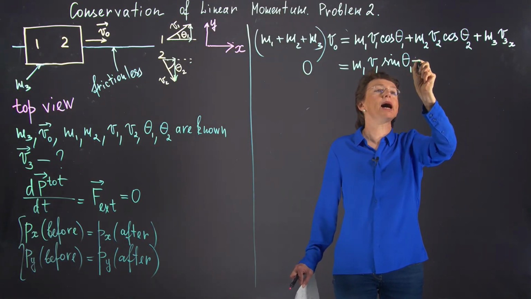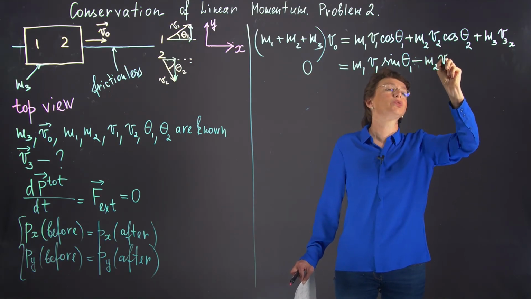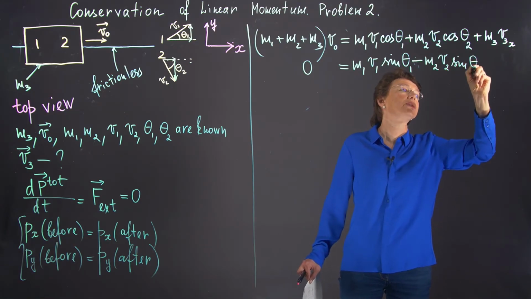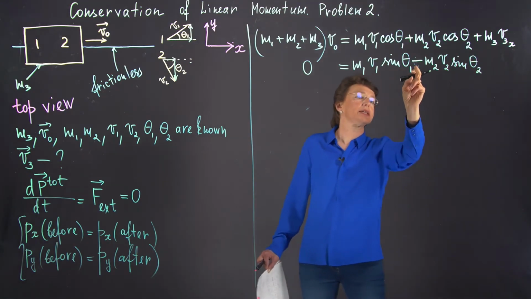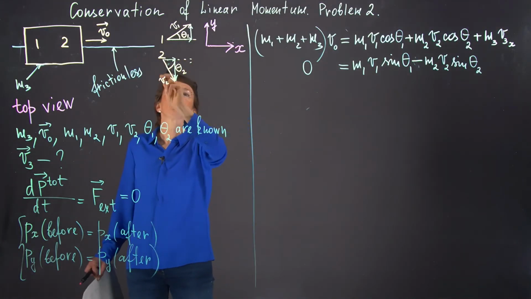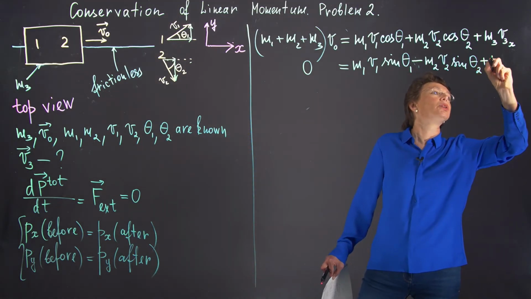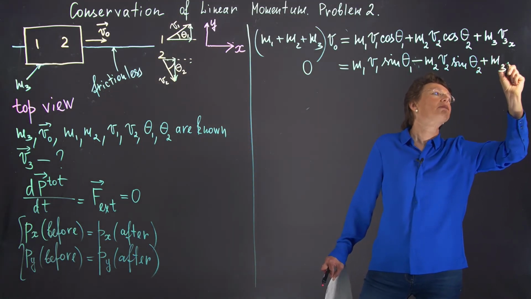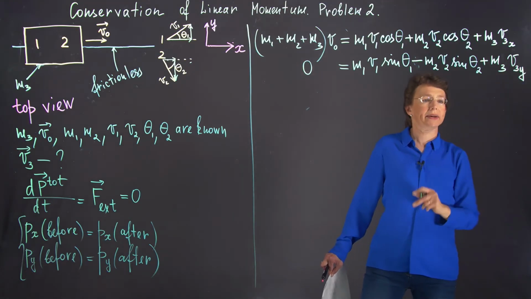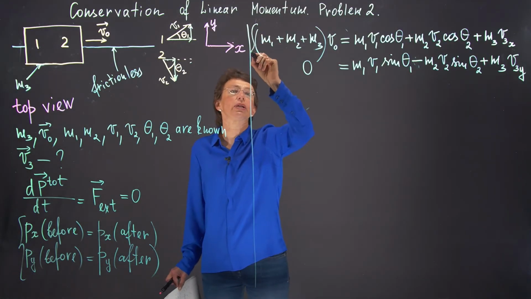It is minus m2 v2 sine theta 2. This is the projection of linear momentum of rider 2 on the y component. And we don't forget about the sled, plus m3 v3y. This is my system of equations. So let's look at it.